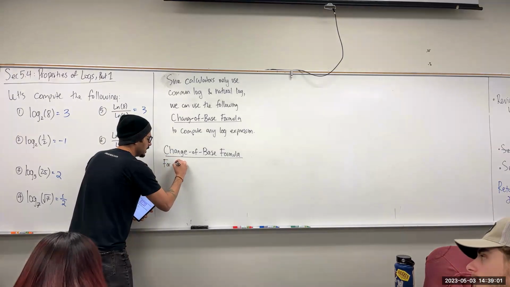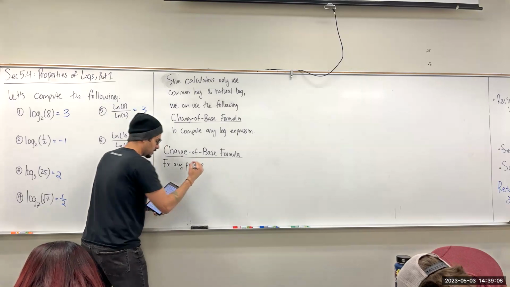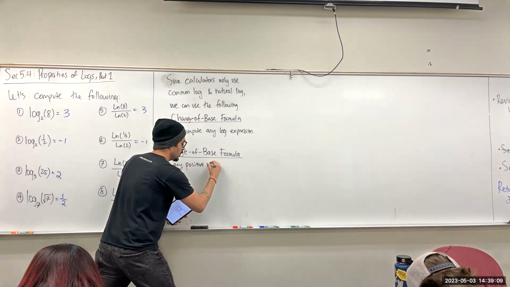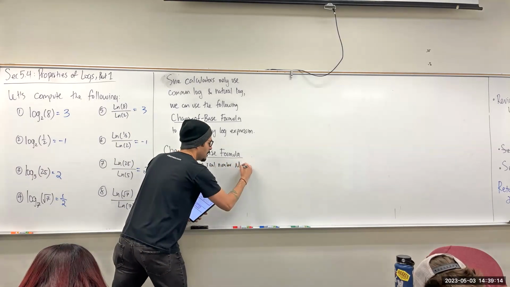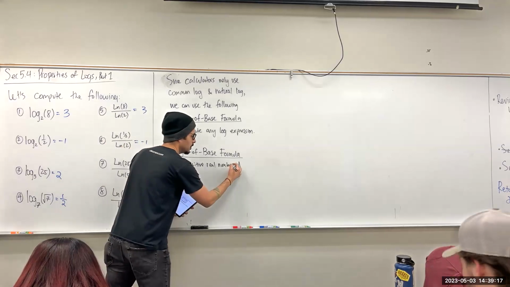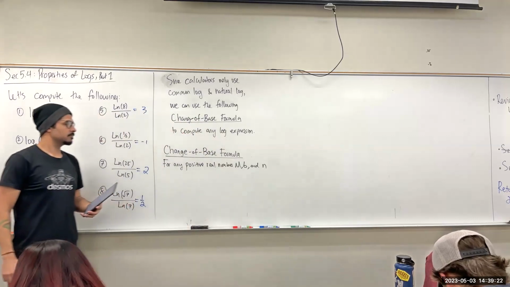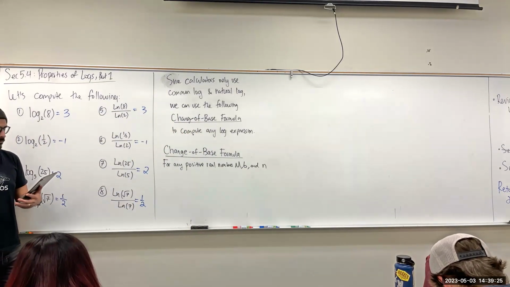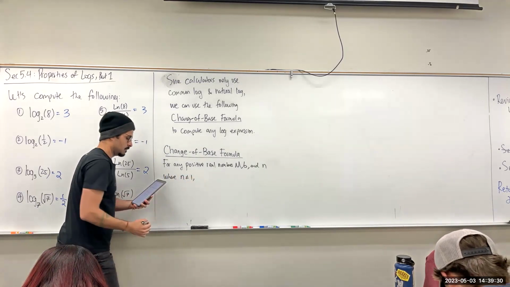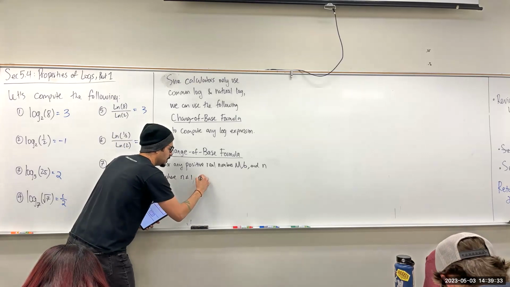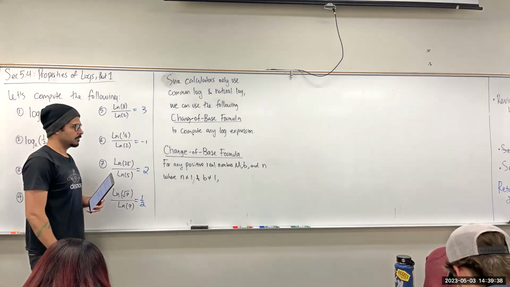It says for any positive real numbers m, b, and n, it's a lot of them, where n is not equal to 1, and b is also not equal to 1. All these conditions.